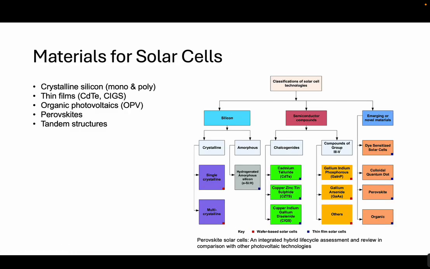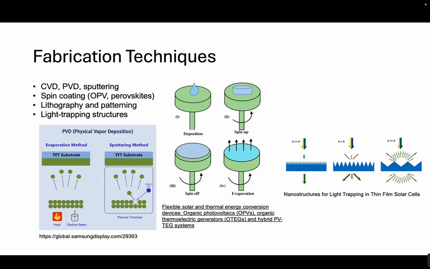A variety of materials are used in photovoltaic devices. Silicon dominates the market due to its maturity and reliability. Thin films like cadmium telluride and CIGS offer lower cost manufacturing routes. Organic photovoltaics provide flexibility but typically lower stability. Perovskite solar cells have rapidly emerged with high efficiencies and ease of fabrication. Finally, tandem architectures combine materials to exceed the efficiency limits of single junction devices.